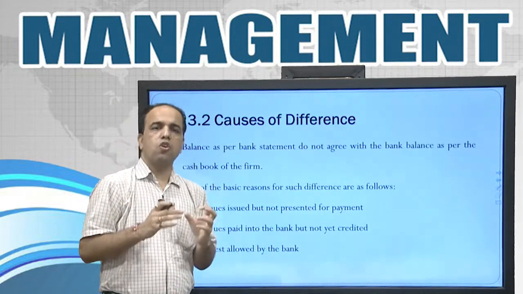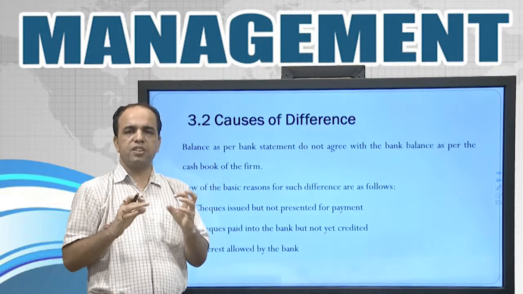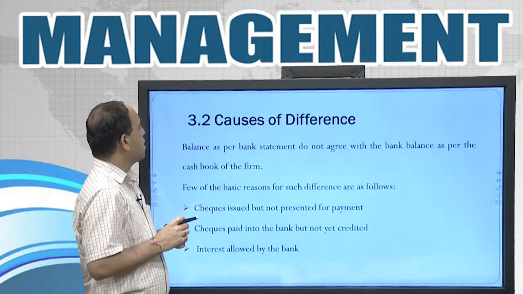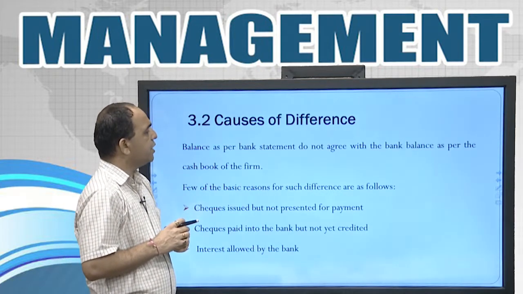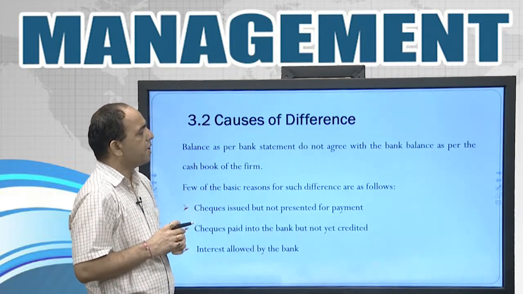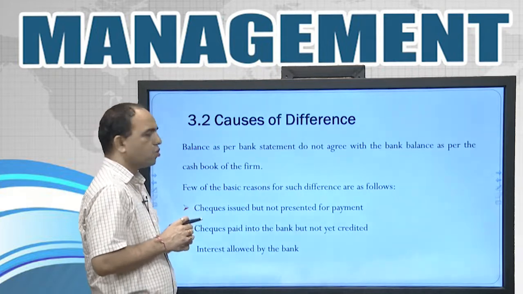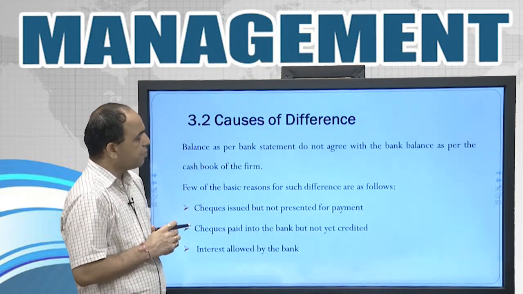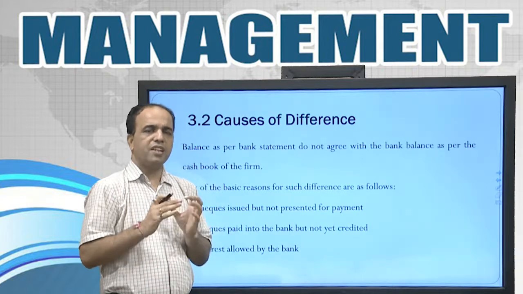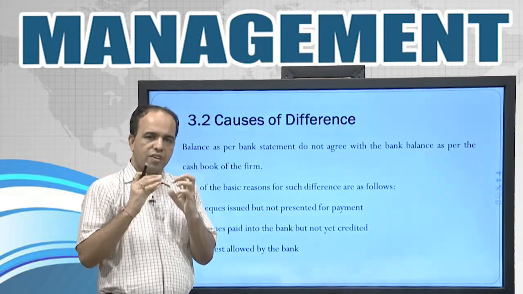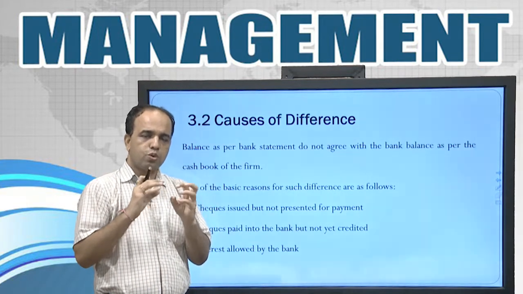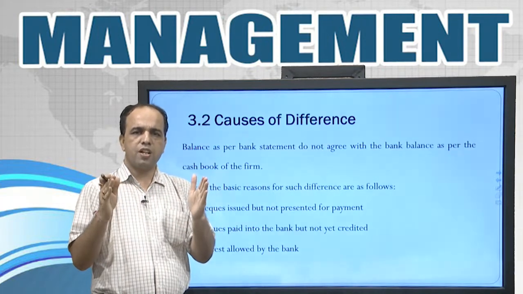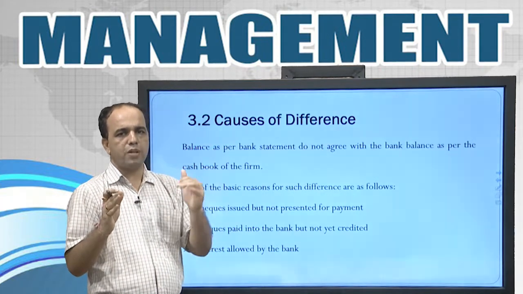What are the reasons or causes behind the discrepancy or differences of these two balances? Balance as per bank statement does not agree with the bank balance as per the cash book of the firm. A few of the basic reasons for such differences are as follows. Friends, these reasons are very technical and due to these transaction reasons, generally there would be a difference between the two balances.